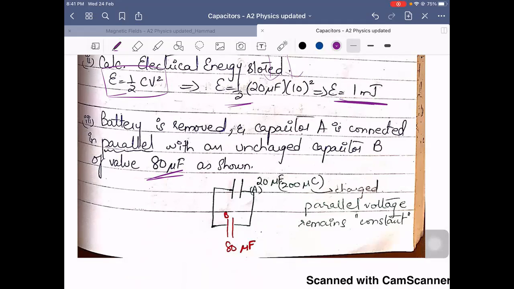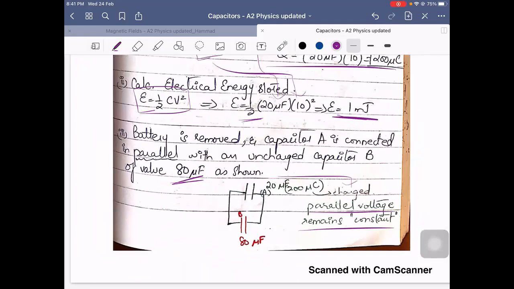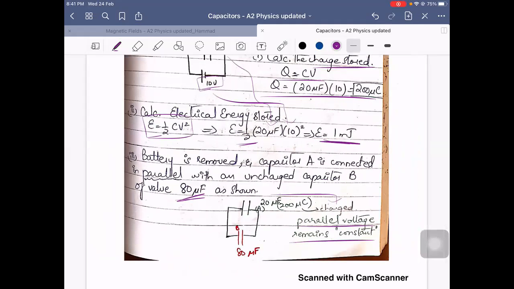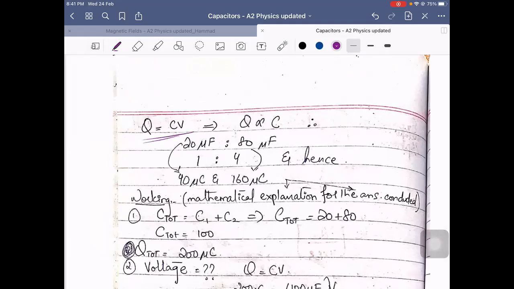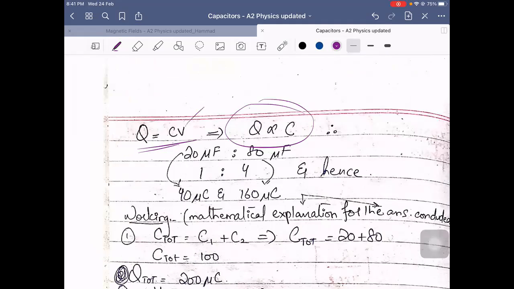Right? This capacitor was charged. Right? It's parallel, so the voltage remains constant. Again, Q is equal to CV. The charge is directly proportional to the capacitance because in parallel circuit, voltage is constant. 20 microfarad to 80 microfarad is 1:4 ratio for the capacitance.